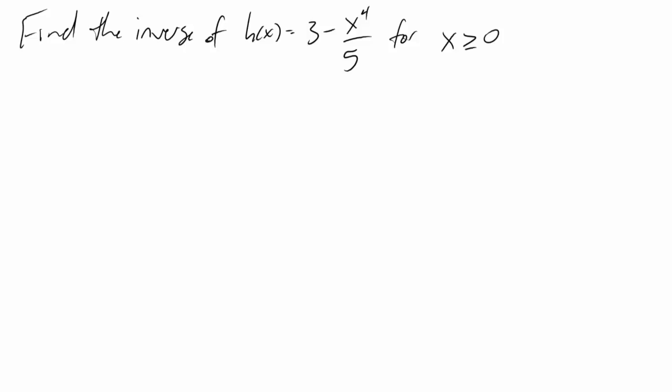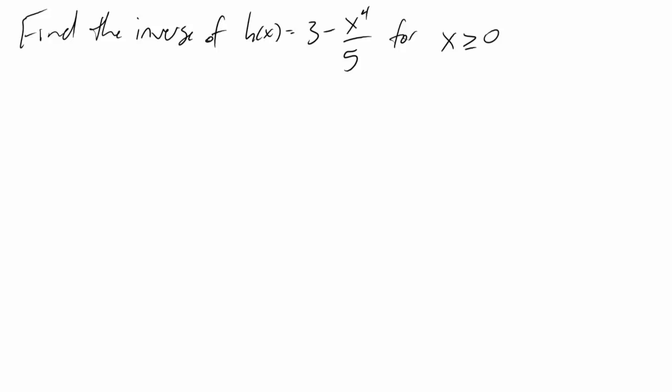So we're looking to find the inverse of our function h of x equals 3 minus x to the fourth over 5, for our values of x greater than or equal to 0. And this restriction would suggest that the regular function 3 minus x to the fourth over 5 is not 1-to-1, which you can look at the graph and find that it isn't. They've already gone through the work of limiting what the values of x have to be for the domain, so let's just go ahead and get to work solving this equation for x.